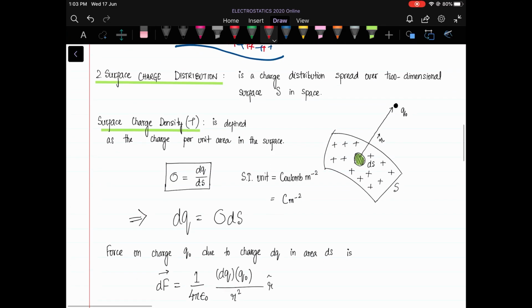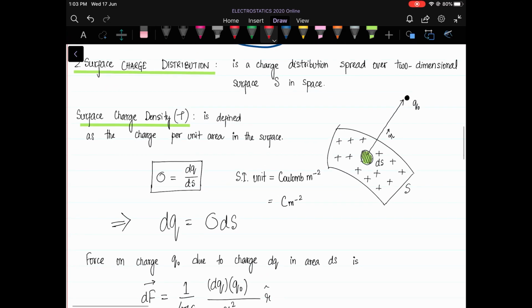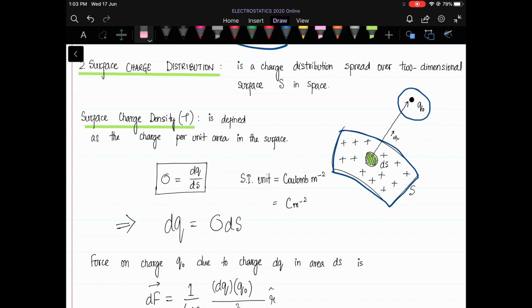Similarly, if we go to the surface charge distribution, here again we are trying to find the force acting upon this charge by this whole distribution of charges on a given area. Now obviously we cannot use Coulomb's law because they are not point charges. So we have to take a very small area which we represent by ds, and this area is so small that we can treat it like a simple point. Now I can say this is a point and this is a point, and now we can apply Coulomb's law.